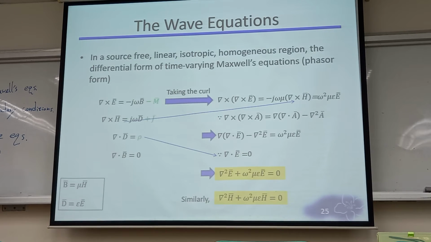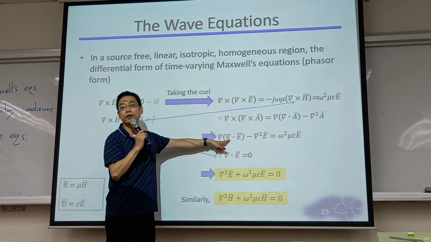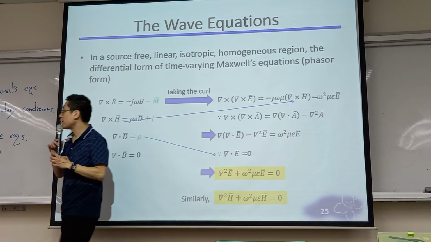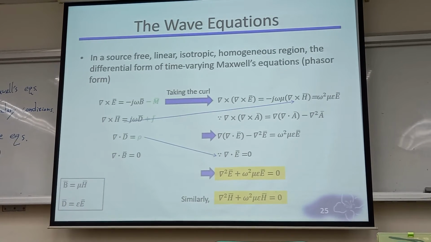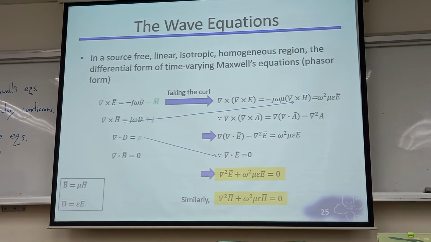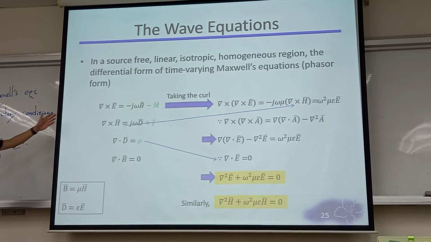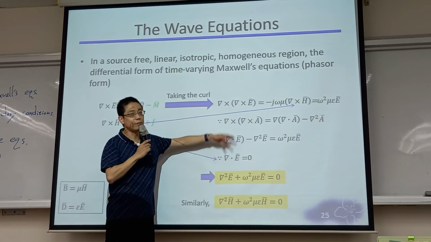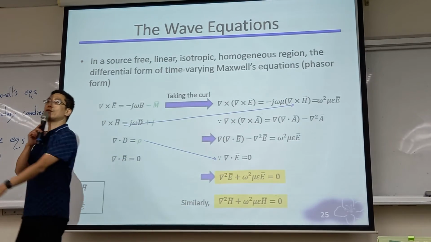You will see that because we already know the divergence of E is the divergence of D, and the divergence of D is 0, the divergence of E is also 0 because of this equation. Okay, then you just do some organization. You obtain these two equations. They are wave equations.